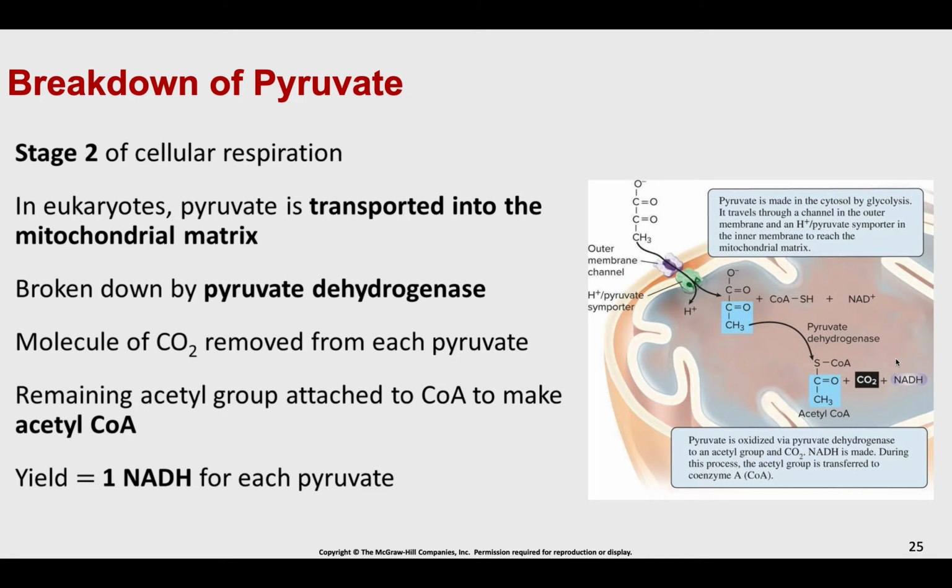It also creates NADH in the process, one NADH for each pyruvate. Now that acetyl-CoA will end up going on into the Krebs cycle, or the citric acid cycle, and it's going to be broken down even further.